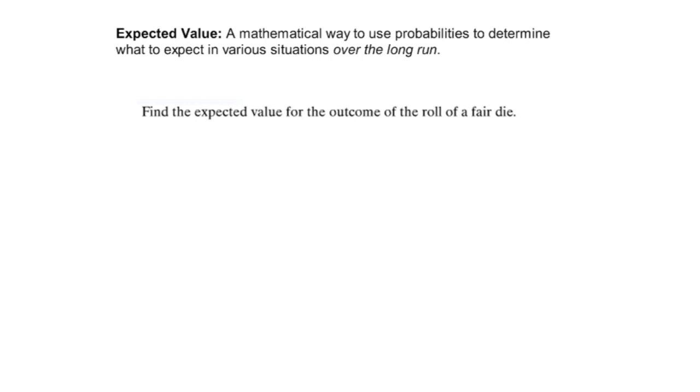All right, so here's our first problem. Find the expected value for the outcome of the roll of a fair die. All right, so our sample space has each side represented. These are the numbers that we could roll. And when they say it's a fair die, each side has an equal likelihood of occurring. So the probability for each side would be 1/6.